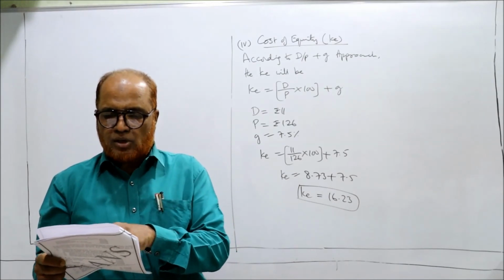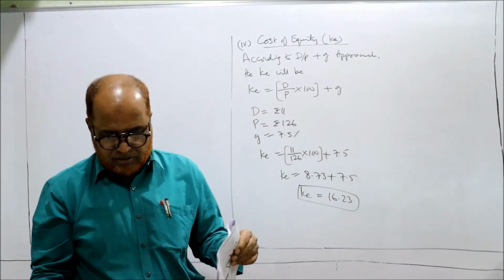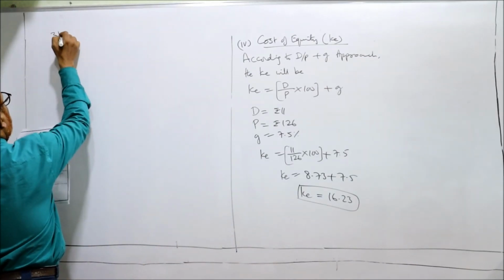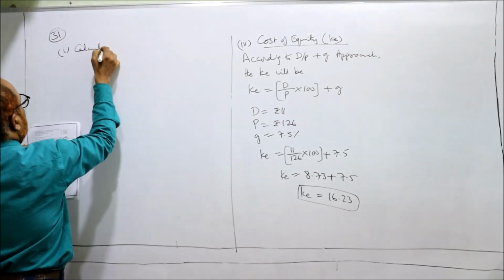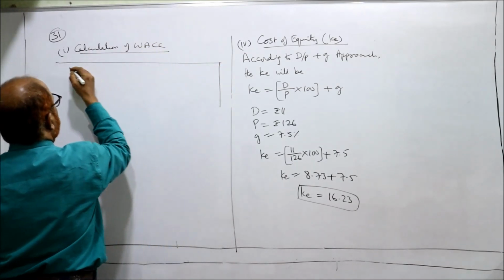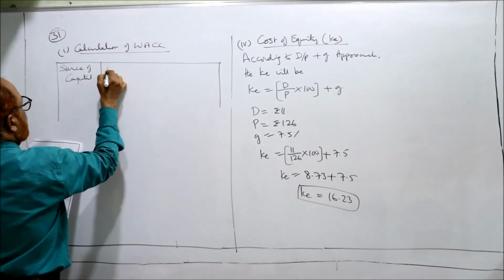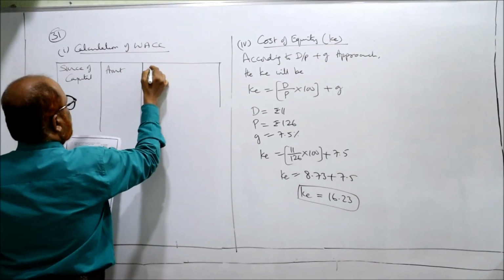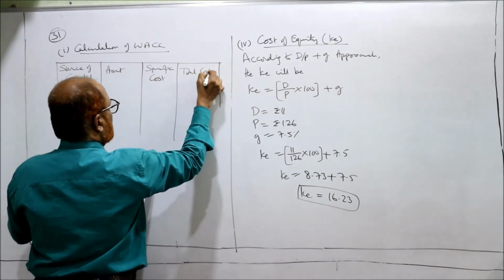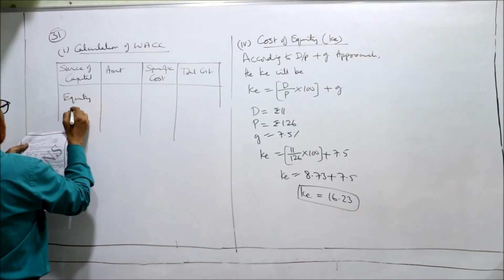You are required to compute WACC based on the existing capital structure. Compute the new WACC if the company raises an additional 20 lakh rupees debt issuing 15% debentures. So two times you have to calculate WACC. First one, 31st problem. Calculation of WACC. Specific cost, total cost. Here costs are given: equity, preference.